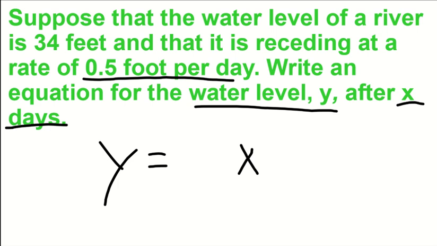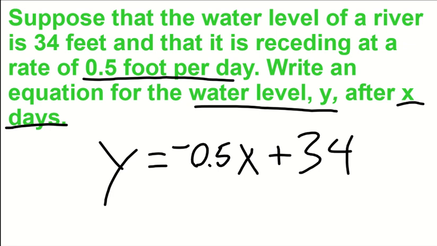Now there's something a little tricky about this one. What's happening to the water? It's receding. So what's that mean? Going down. What should that mean for our slope then? Negative. So we have a negative 0.5 for our slope. What was the starting amount for the water? 34. We've got plus 34 feet. Okay? Not super difficult. It's finding the words that tell you which one each piece is, okay?